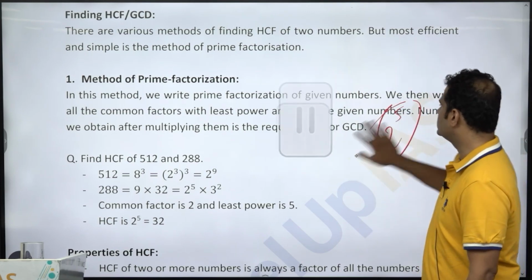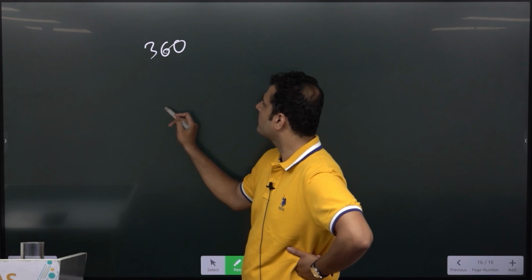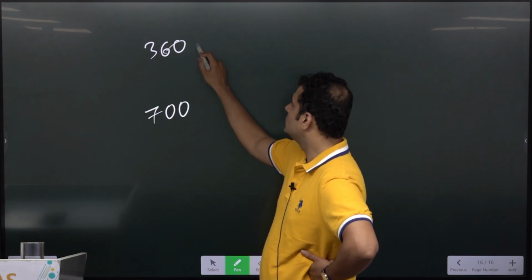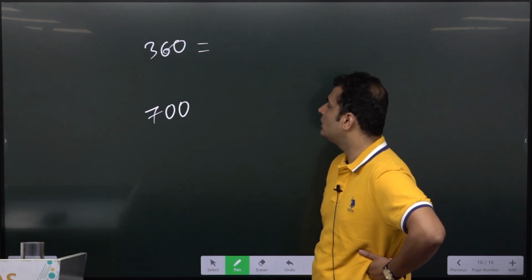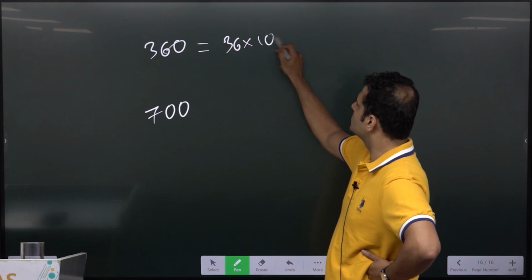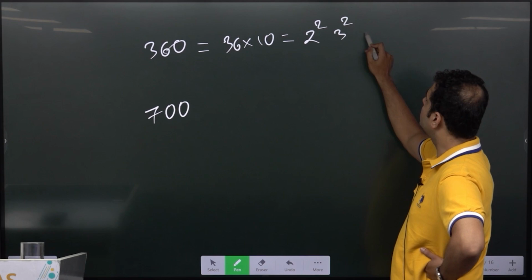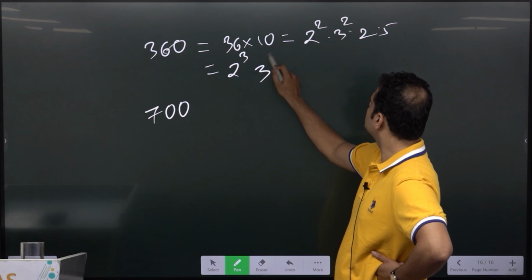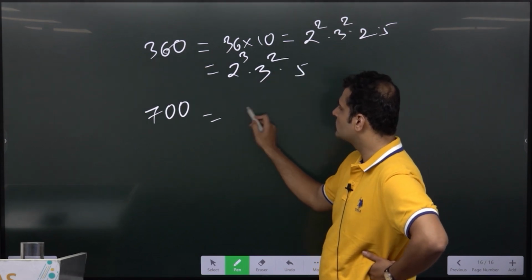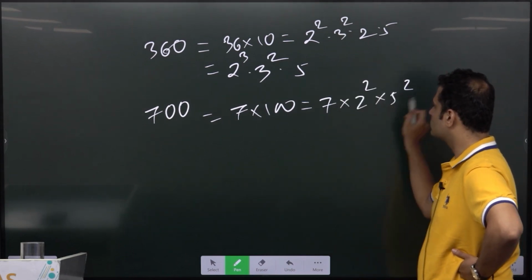Let us see few more examples, and I think you will be able to understand how to find out. Let me take random numbers. So let us take 360 and 700. 360, let us find out the prime factorization. It would be 36 into 10, which is equal to 36 is 2 square, 3 square, and 10 is 2 into 5. So it is 2 raised to 3 into 3 raised to 2 into 5. 700 is 7 into 100, which is equal to 7 into 2 square into 5 square. Right?